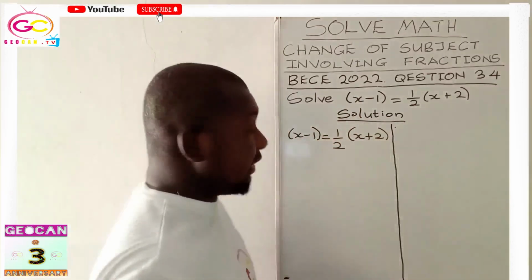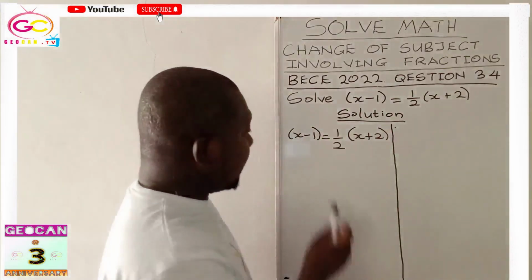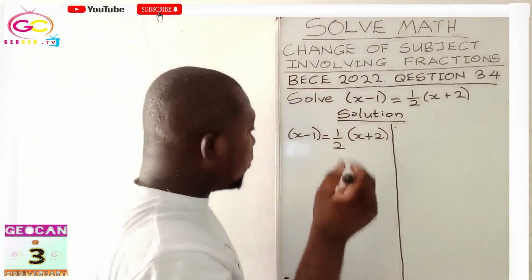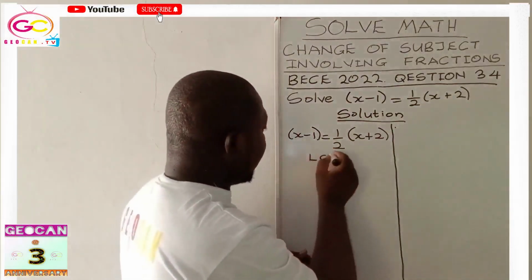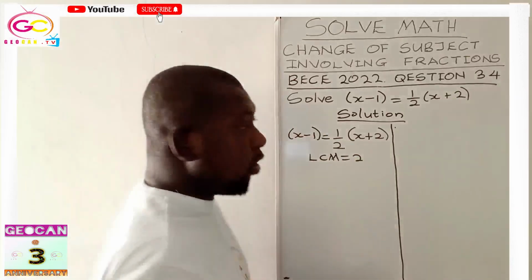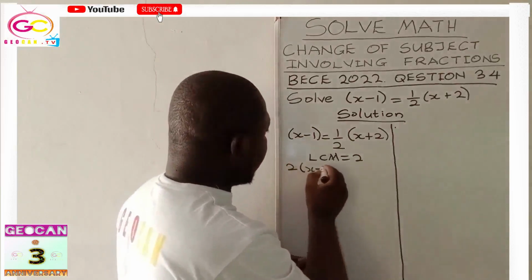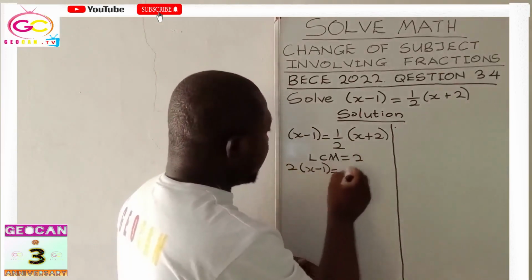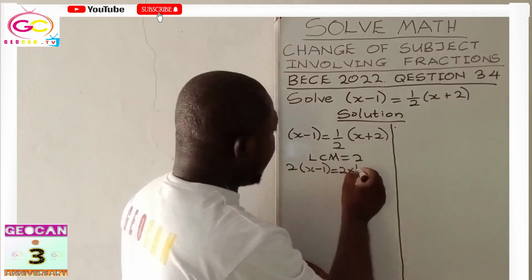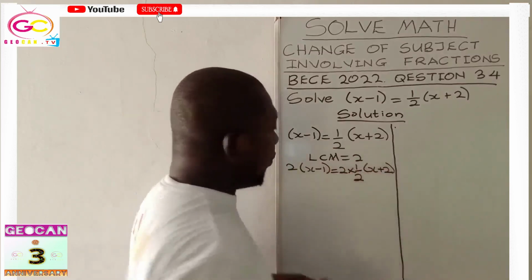Yes. What's the next step? You have to multiply each term of the relation with the LCM of the denominator. And what's the denominator here? Only 2. So meaning our LCM, or that's the least common multiple, is 2. So let's multiply it with each term of the relation. So we have 2(x minus 1) is equal to 2 times 1 over 2 (x plus 2). I hope you are getting it.